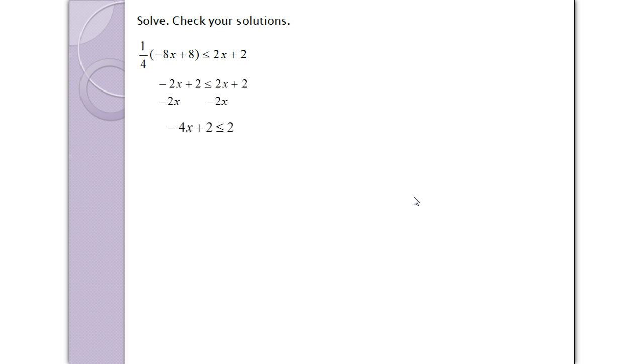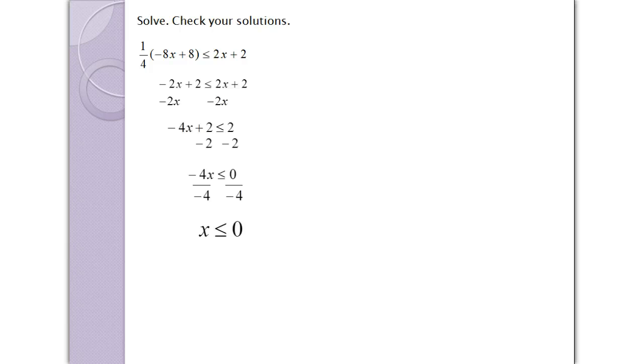So now my variables are together, so I'm going to start solving for x. I need to undo any addition or subtraction, so I'm going to subtract over the 2. Then divide by -4. And I have x is less than or equal to 0. Okay? Remember, that's part of your solution.